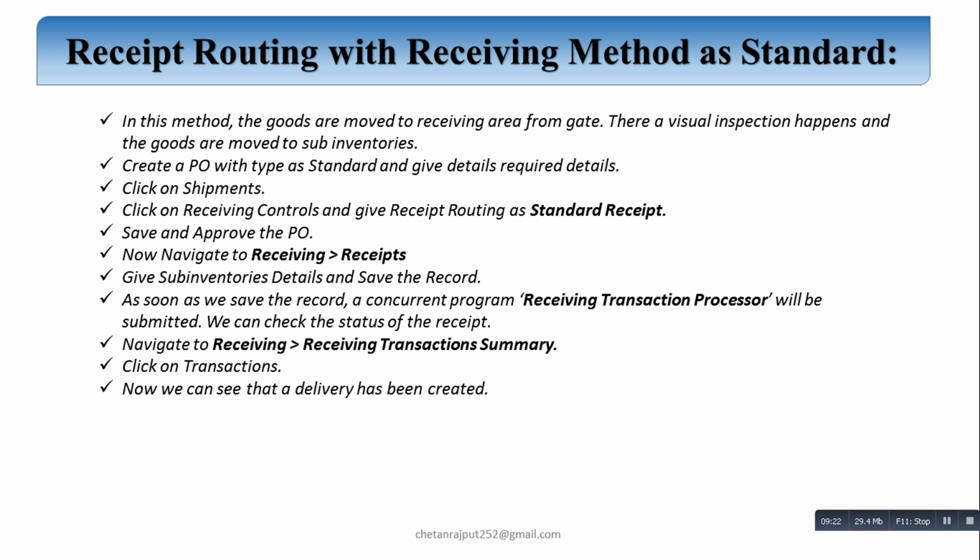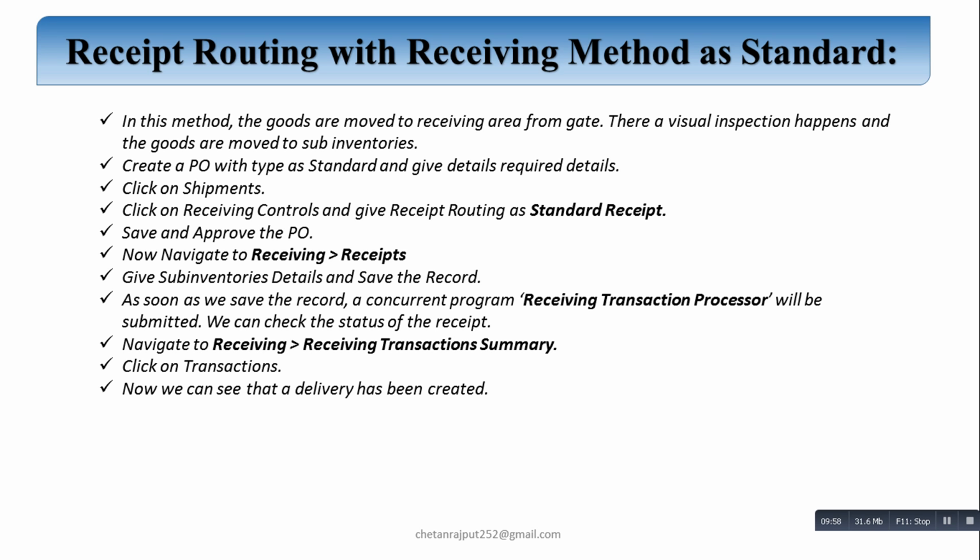Next method is the standard method, receipt routing with receiving method as standard. In this method, the goods are moved to the receiving area from the gate. There the visual inspection happens and the goods are moved to sub inventories. Create the purchase order with a type as standard and give the details as required. Then click on the shipment button. Click on receiving controls and give a receipt routing as standard receipt. Save and approve the purchase order.